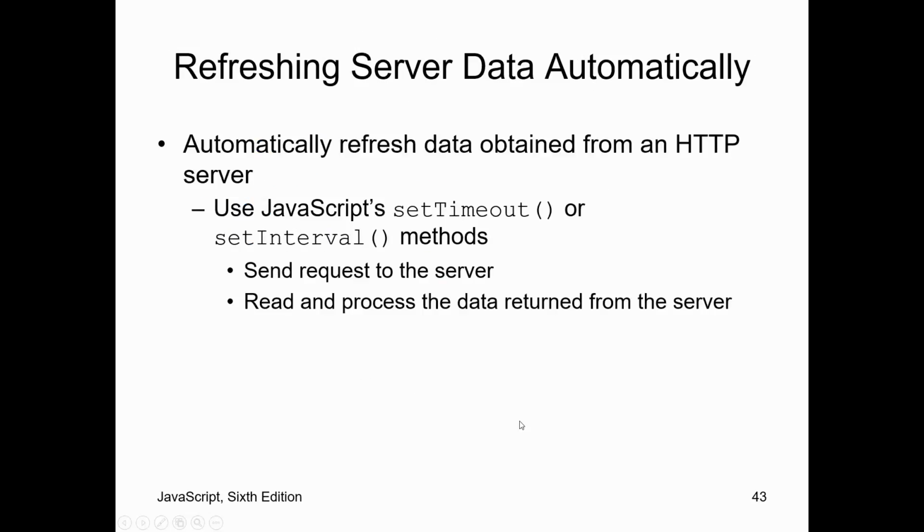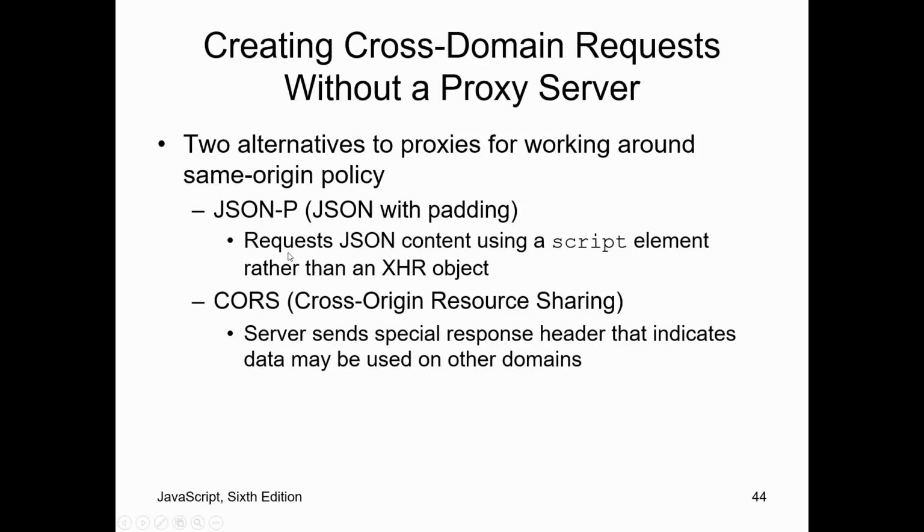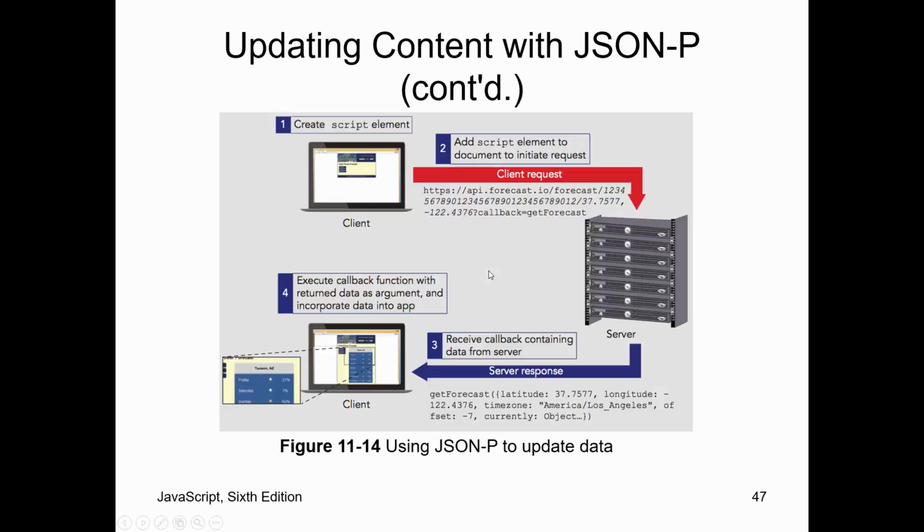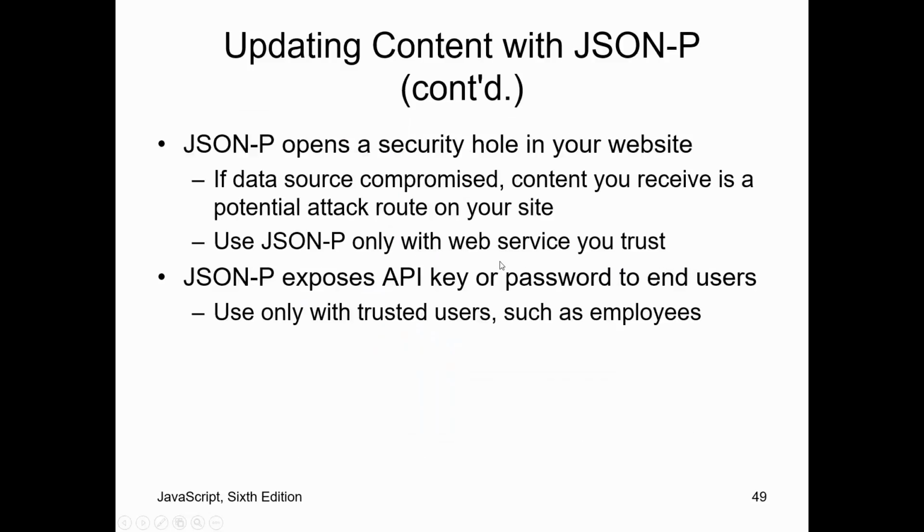Refreshing server data automatically. Automatically refresh data obtained from an HTTP server. You can do that after a certain time or after a certain interval. Two alternative proxies for working around this same origin we talked about before, and it's not that important that you know this, are JSONP, which is JSON with padding, and CORS, which is cross-origin resource sharing. I don't know enough about this that I should even be talking to you about it. So you can look yourself at the pictures that are in here.